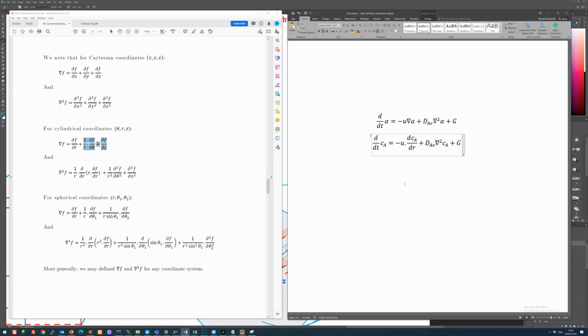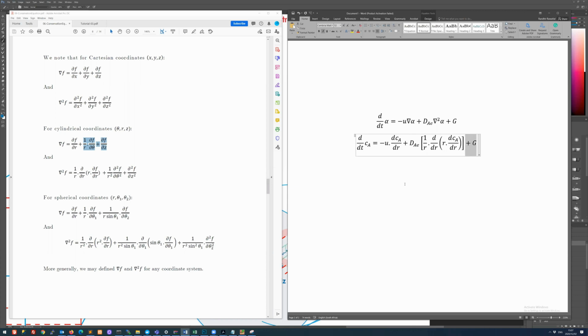And then nabla squared C_A, we have to write 1 over r d/dr. So this is going to be 1 over r d/dr of r dC_A/dr. Okay, so far so good.